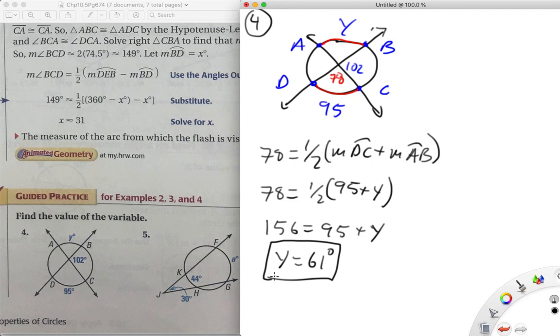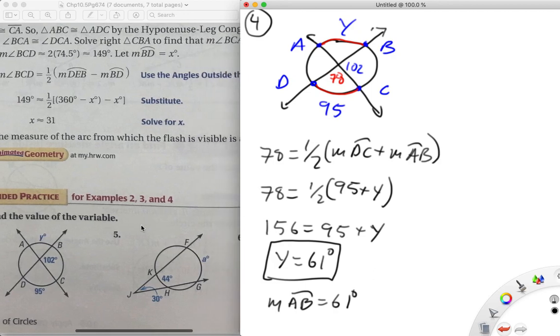Voila. Or you can say the measure of arc AB is equal to 61. Okay, so that's number 4. Number 5.